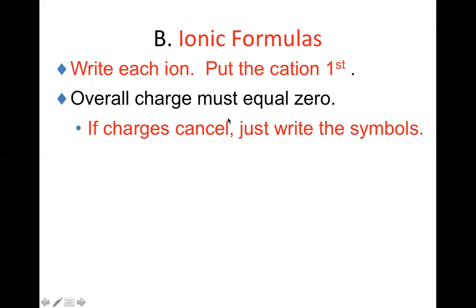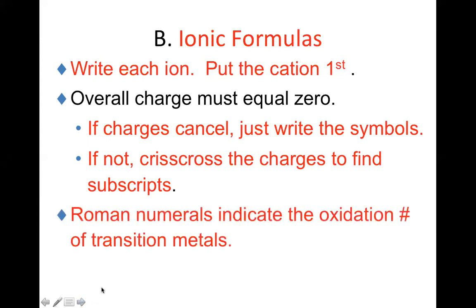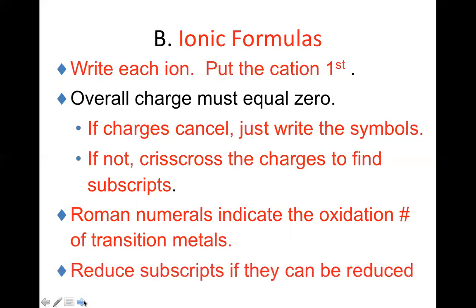So your overall charges have to give you 0. In order to do this, if the charges cancel, like if you had a 2+ ion and a 2- ion, those charges would cancel, so you would just write these symbols. If the charges do not cancel, so let's say you had a 2+ and a 1-, those won't cancel, so you would crisscross the charges to make them subscripts on the partner element or partner atom. And if you are looking at metals that have variable oxidation numbers, so our transition metals, the Roman numerals that will be given to you will tell you the charge. And then if these subscripts can be reduced, then reduce them.